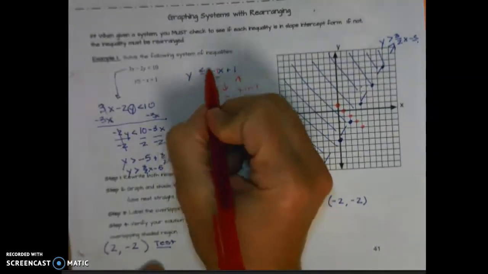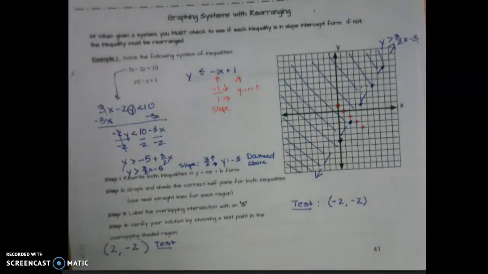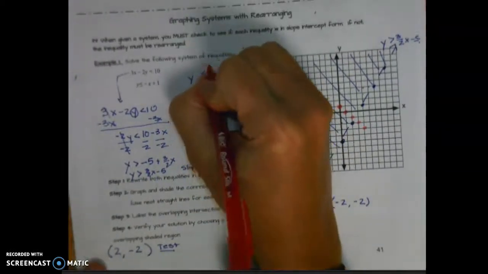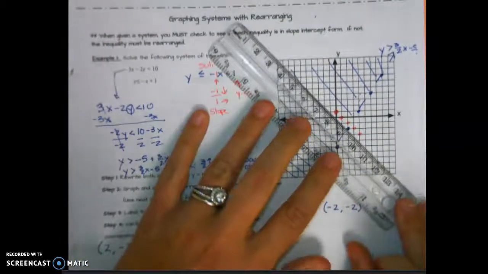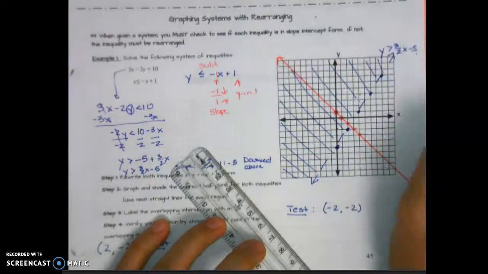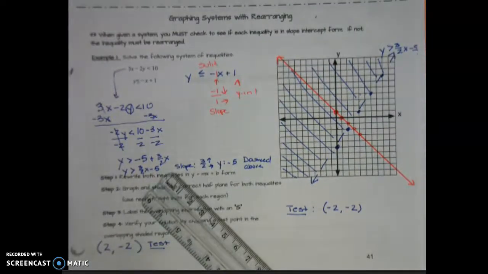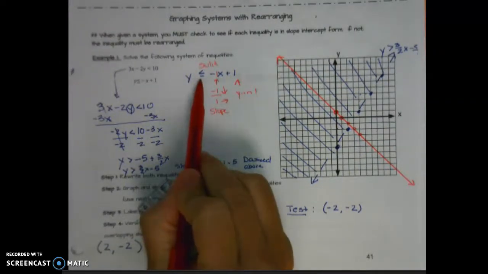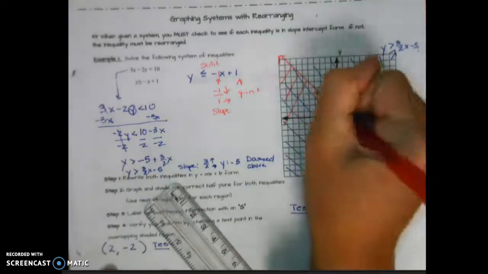Look at your inequality to decide whether it should be solid or dashed. Hopefully you thought solid. Connect your points. Give me arrows on both ends. And then which way should I shade? Okay, it's a less than sign, so shade below the line.